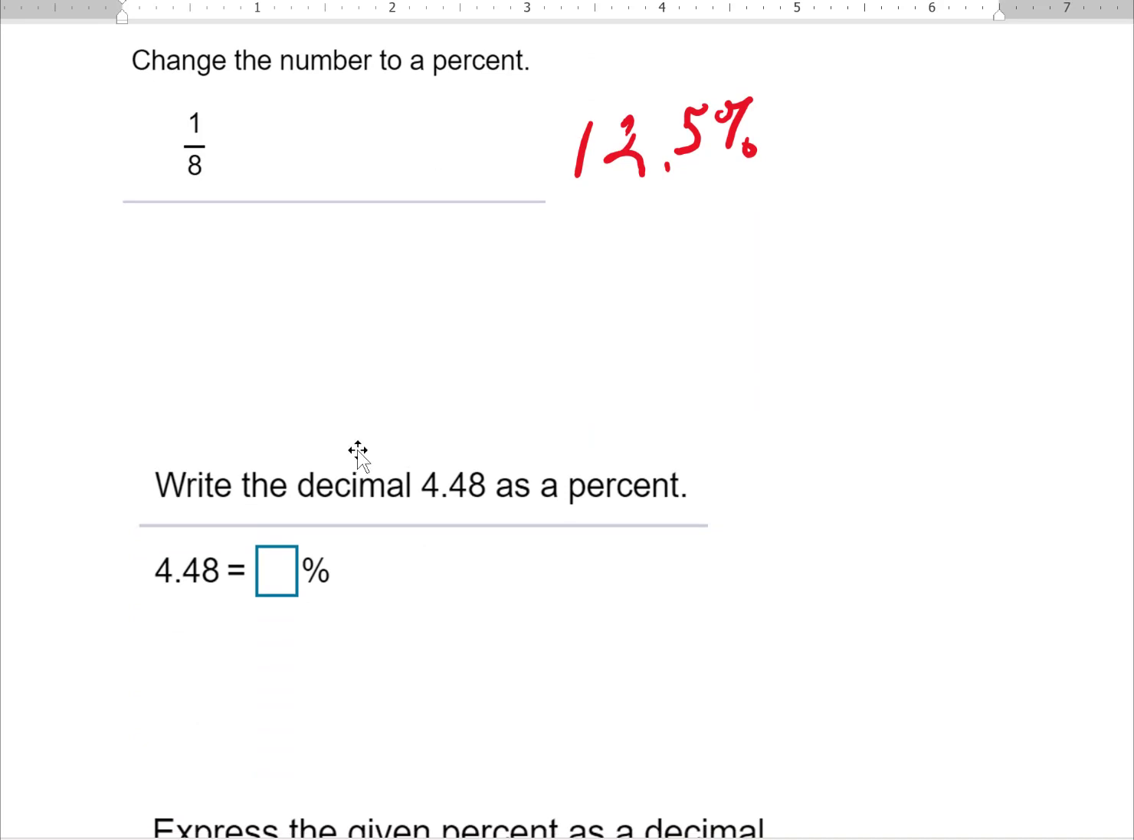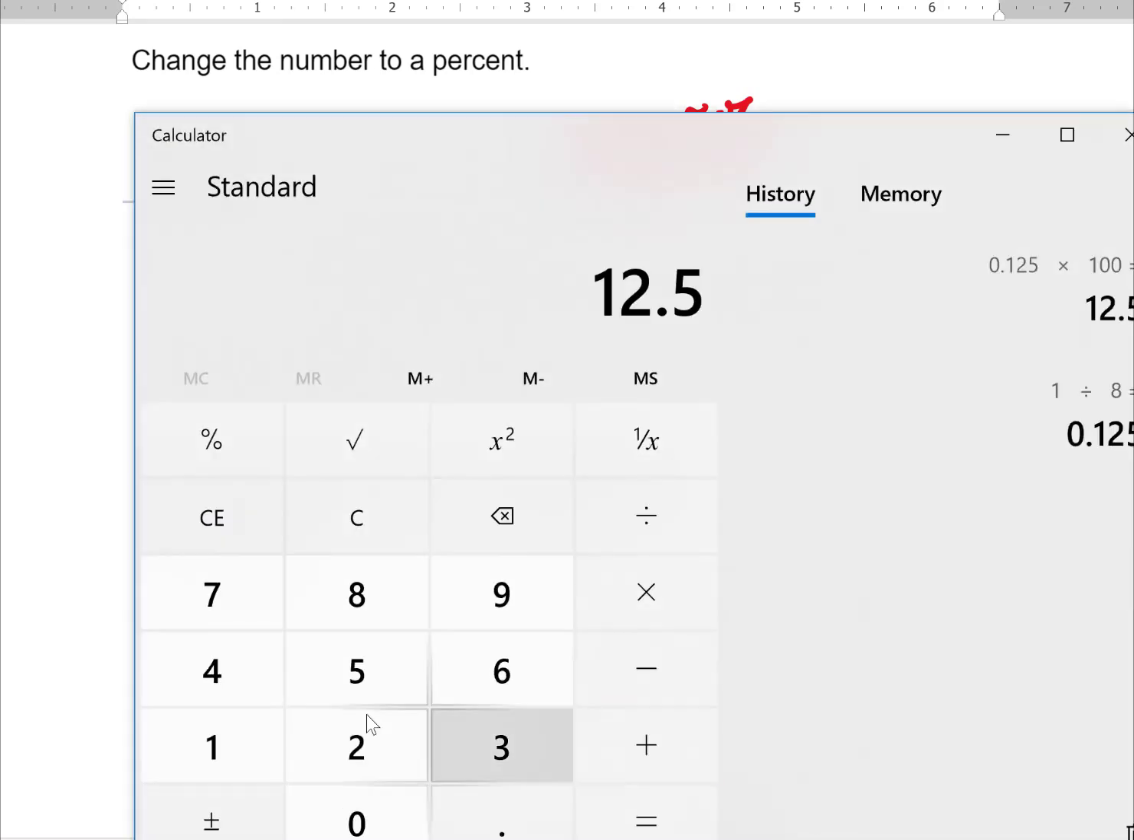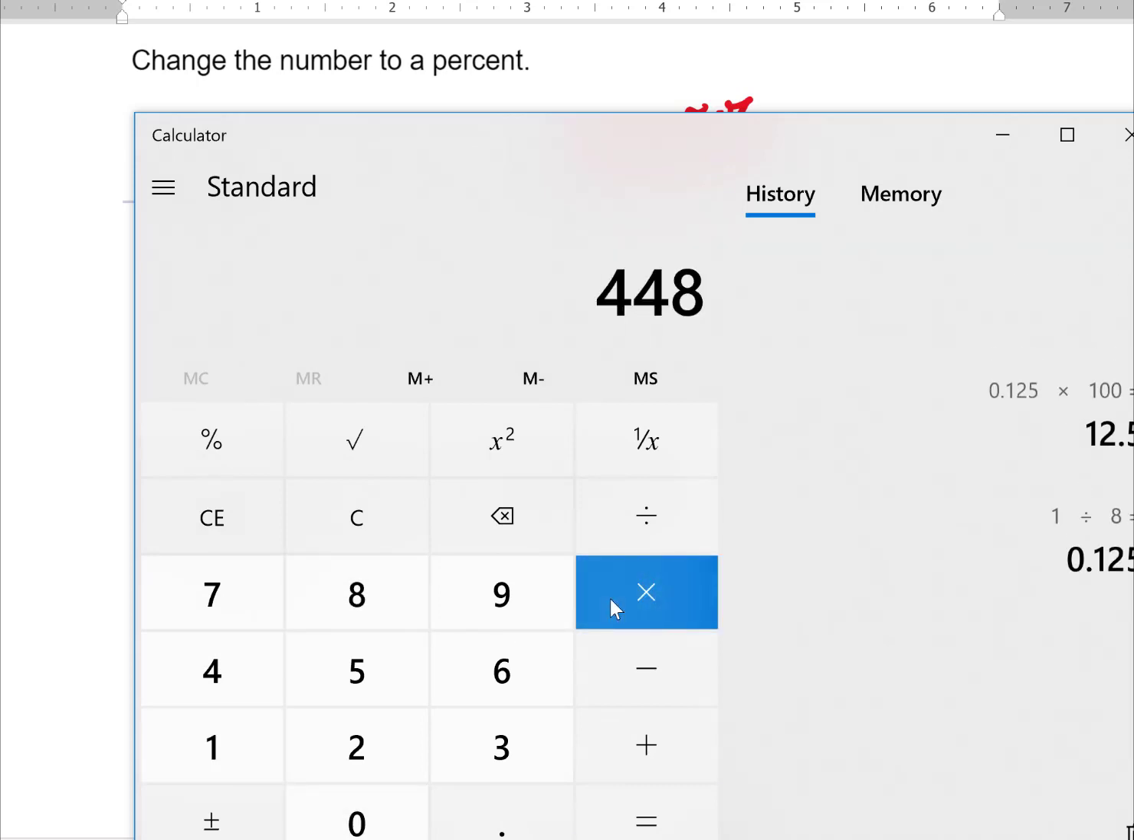Change the decimal to a percent. In order to do that, we multiply the decimal by 100. So I'm going to take 4.48 and multiply by 100. So I get 448%.